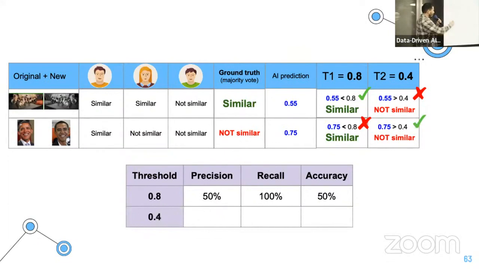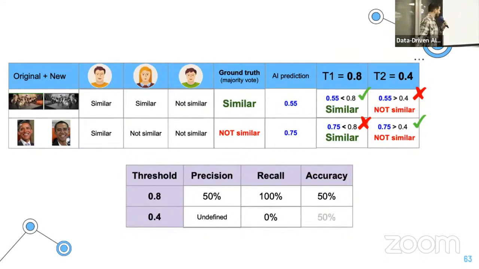So again, we can complete the table. The precision is undefined because you can't divide by zero. There is no similar answer here. The recall is 0% because it didn't catch any of the positives. It didn't catch any of the actually similar pairs. And the accuracy is 50% because half of the answers are correct.